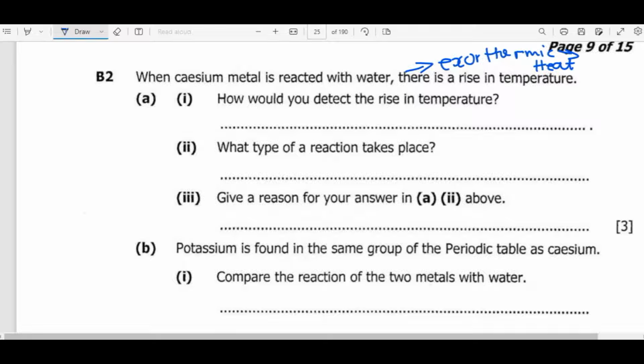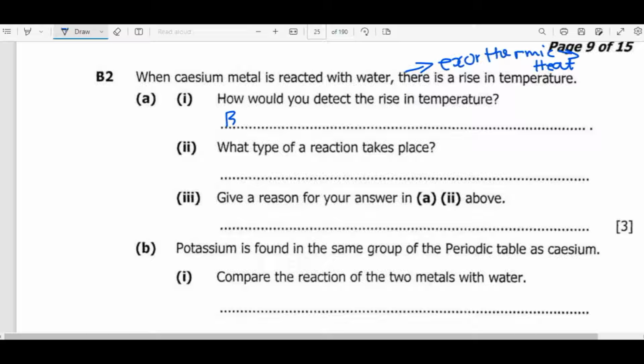Now, if we compare this one to the previous question under cooling curve, that is also an exothermic reaction, because heat is given out. So during cooling, heat is given out. When heat is absorbed, that is endothermic. But for this one also, it is an exothermic reaction because there is a rise in temperature. Now, question A1, how would you detect the rise in temperature? For this one, we can just measure by using a thermometer.